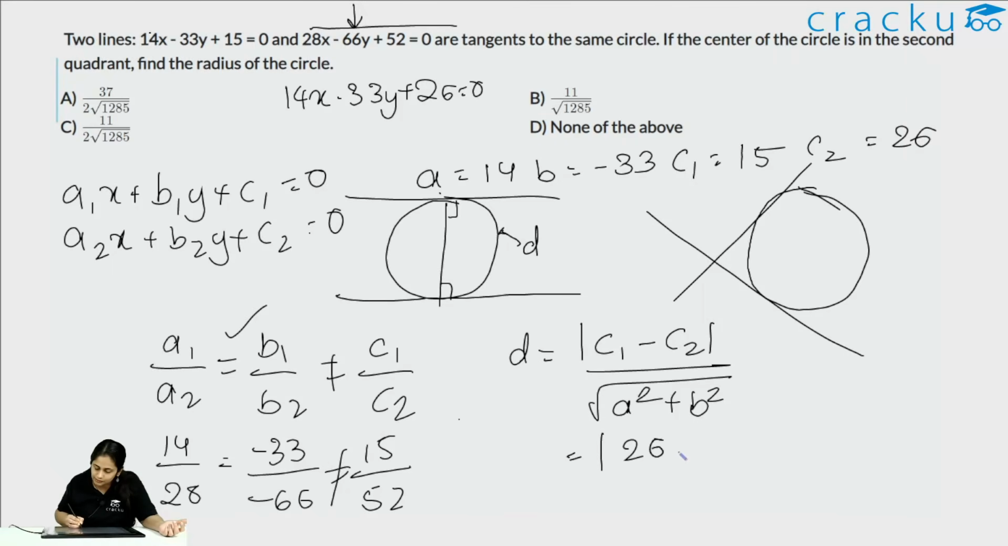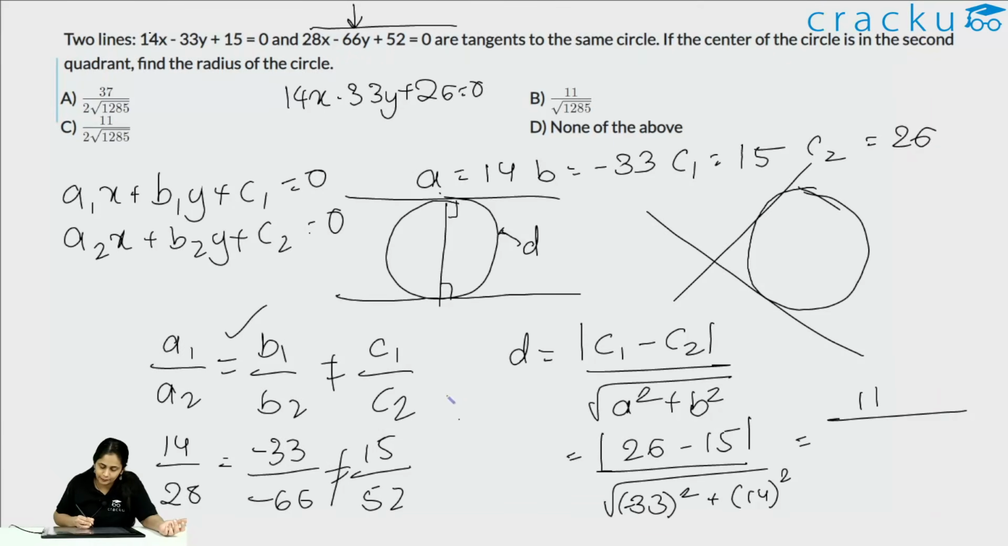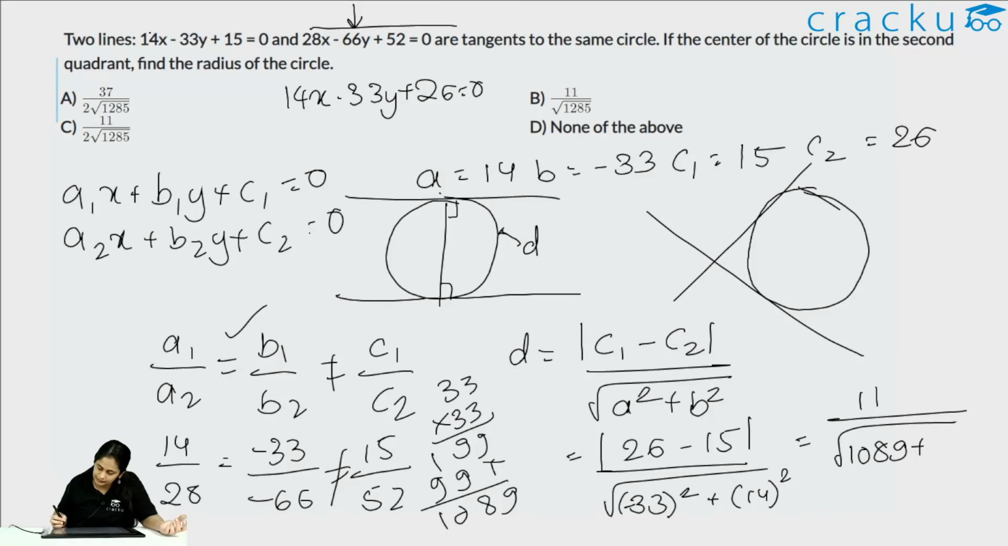So this is 26 minus 15, modulus of that, over the square root of minus 33 square plus 14 square. So how much is this? This would be equal to 11 divided by the square root of 33 square, which is 33 into 33, equal to 1089, plus 196. So if I add 196 to this, I get 1285. Square root of 1285 would be how much?